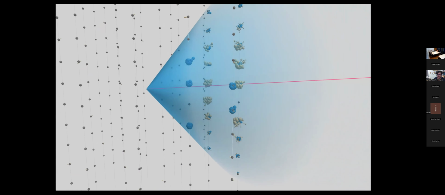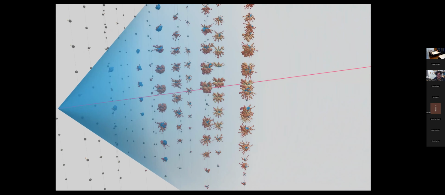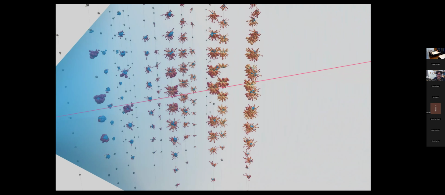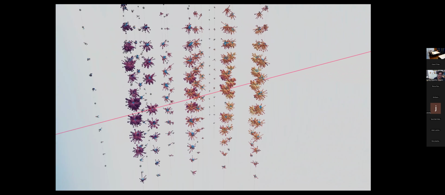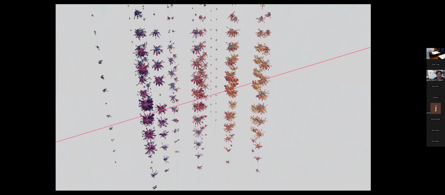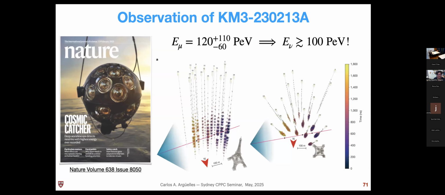This is an event that they saw a couple of years ago, but reported this year. And this is a simulation of a very high energy muon neutrino that goes through the array. Here, the little spheres are telling you the photons that are observed, detected by the different photomultipliers. And unlike the IceCube picture, because the detector has multiple PMTs, you're seeing all of these directions. So these events really light up the whole array. This was published in Nature earlier this year, and this muon has been identified to have at least an energy of 120 PeV, which is a 100 PeV neutrino observation.